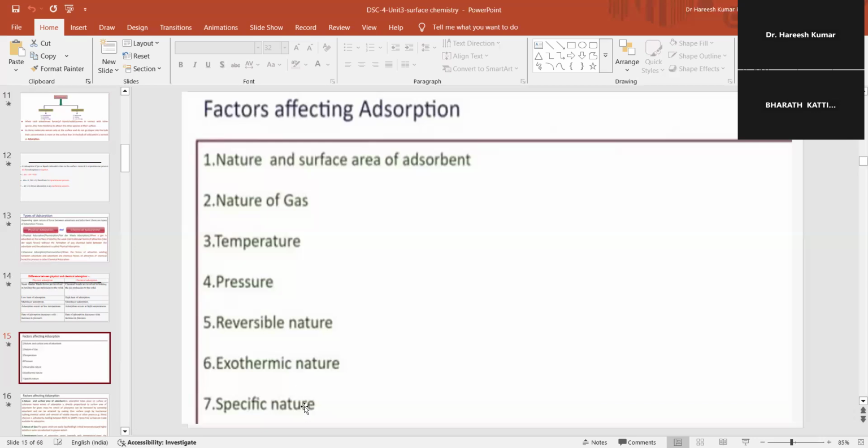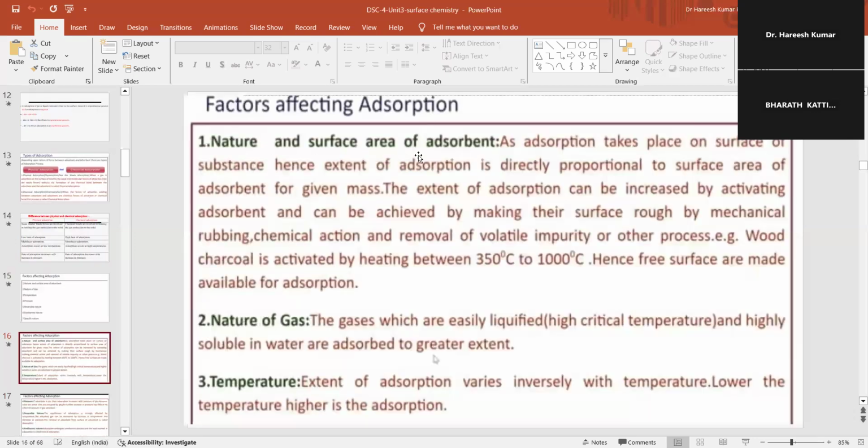Specific nature. For example, if coal gas and ethylene gas are used as adsorbates, in such a case the adsorbent selectively allows one of the gases to adsorb on its surface. That selectivity is also possible. Now let's look into the details of all these factors. First, the nature and the surface area of the adsorbent. As adsorption takes place on the surface of the substance, the extent of adsorption is directly proportional to the surface area of the adsorbent for a given mass.